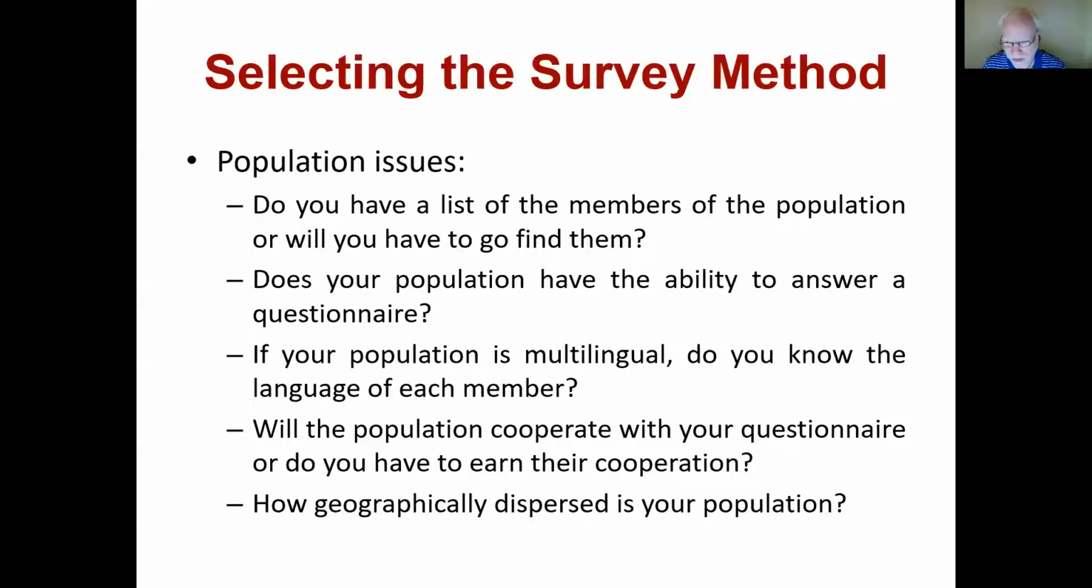How geographically dispersed is your population? If it's a dispersed population, going around yourself or conducting focus groups. For example, say you're only located in Montreal, and you want to be surveying or interviewing members from across the country. Conducting a focus group in Montreal is not going to help you get access to the entire population. So that wouldn't be a suitable method.